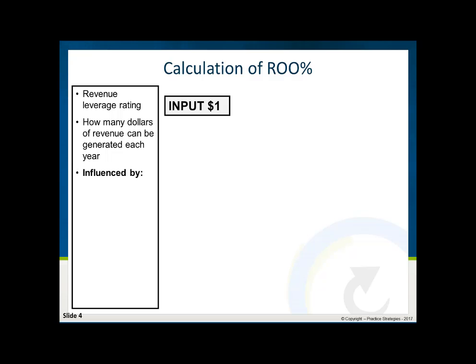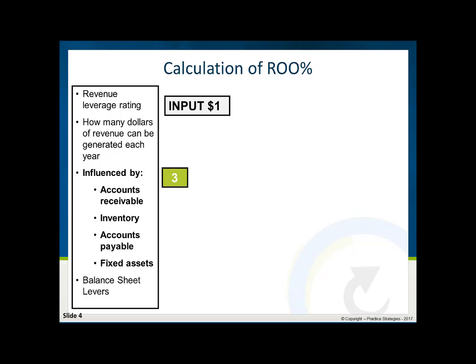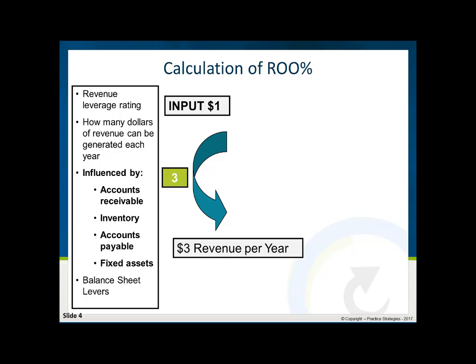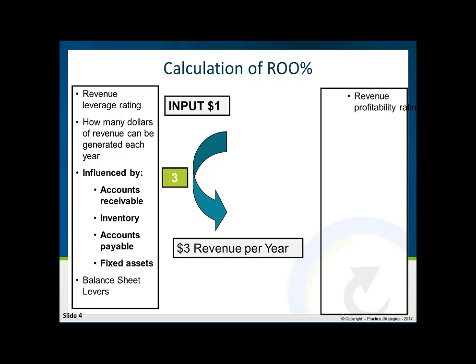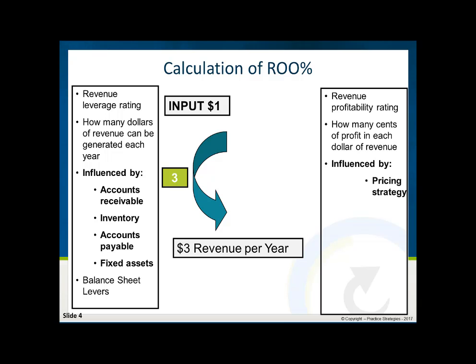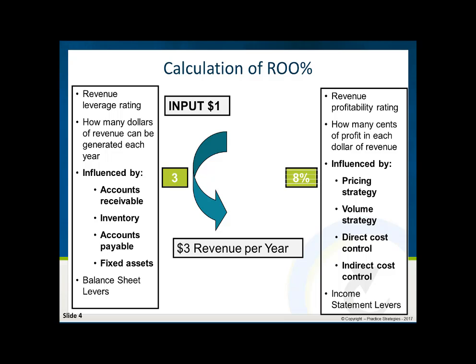And that will be influenced by your management of 4 of the 8 real-time CEO levers: accounts receivable, inventory, accounts payable, and fixed assets. Let us assume in this example that we can leverage $3 of revenue per dollar of invested capital. So our dollar becomes $3. We now ask the question, how many cents of profit are in each dollar of revenue? This, of course, is influenced by how well you manage your pricing, your volume, your direct cost, and your indirect costs. In this example, we will assume that we've generated 8 cents of profit in each dollar of revenue.